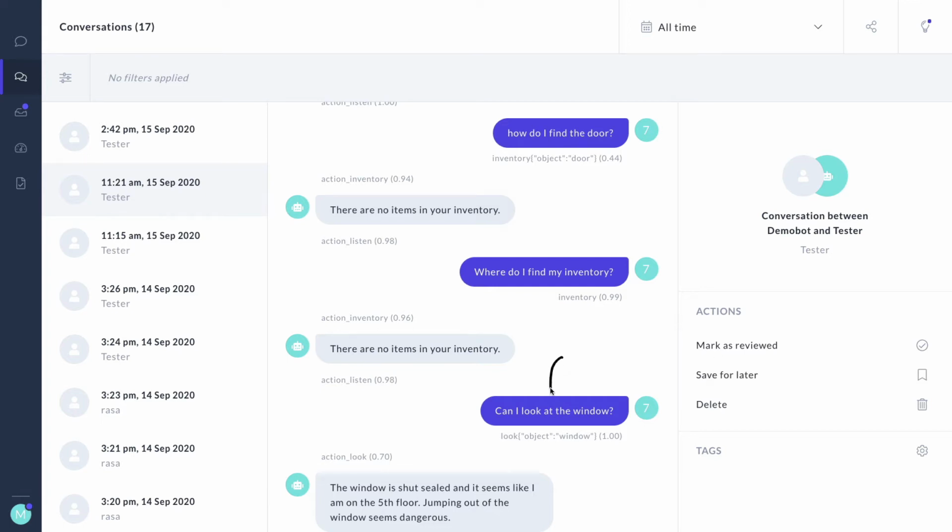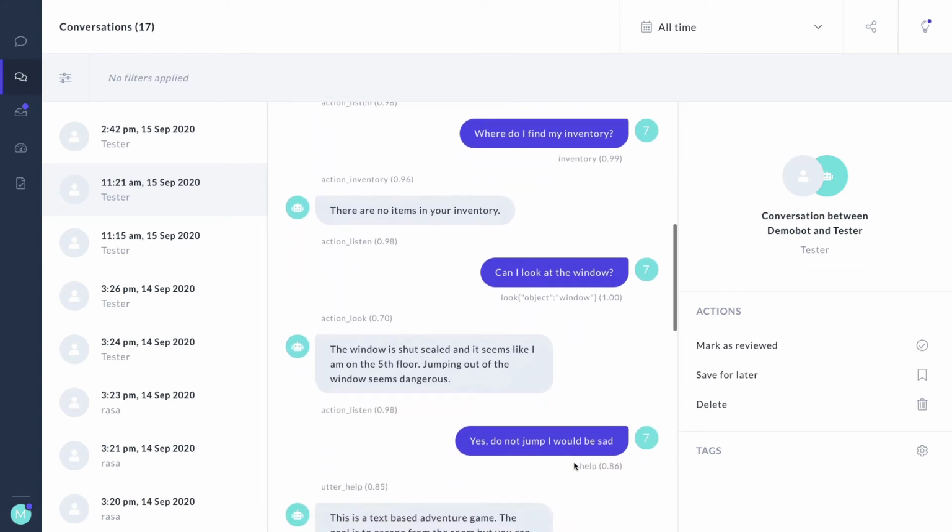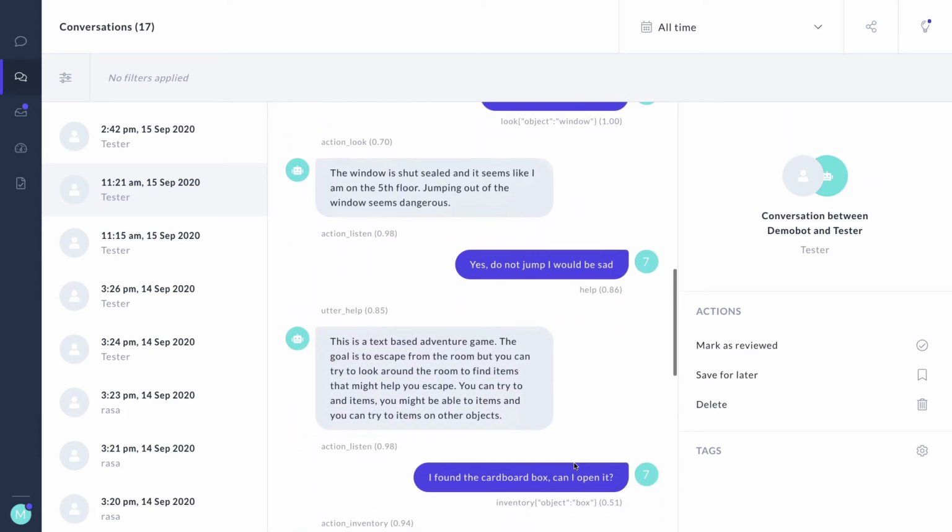And you see that in this next question too. The user is not saying to look at the window, the user is asking if it can look at the window. To me, that suggests that the user still doesn't know how this game is supposed to be played. And if we scroll down a little bit, we see it happen again later. Here the user again is saying, I found the cardboard box, but can I open it? Again indicating this insecurity on how to play the game.